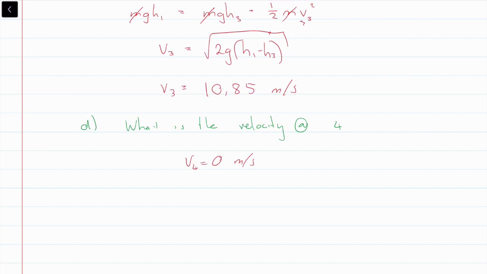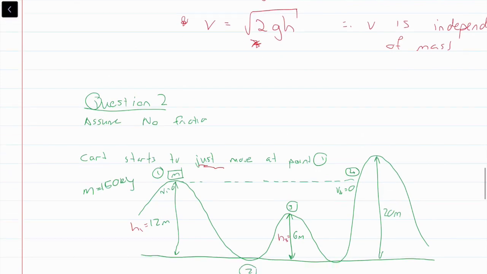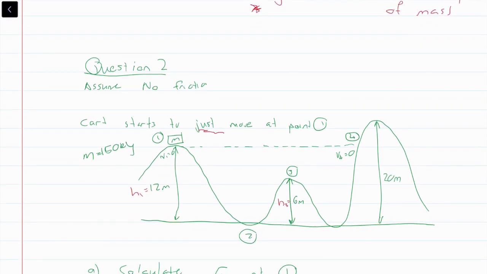If you don't believe me, go ahead and do the conservation of mechanical energy once again, and you should get that answer. Then just a conceptual problem: will the cart ever actually get to point 4? Probably not, and the reason is there is probably some kind of friction on this surface in reality. If this was a real world system, the cart would probably end somewhere here due to friction. That's also something to keep in mind.